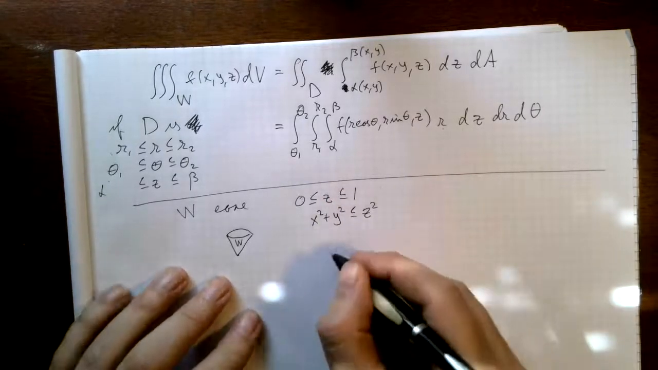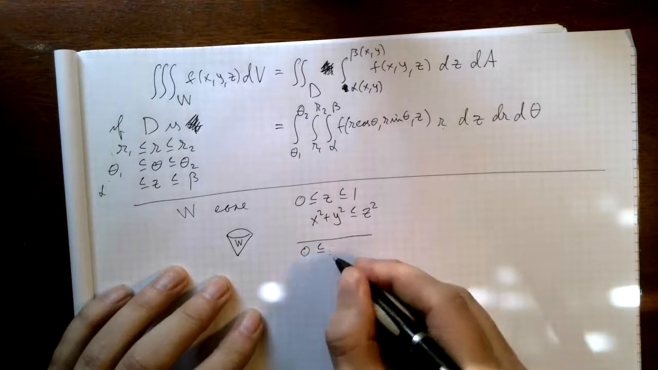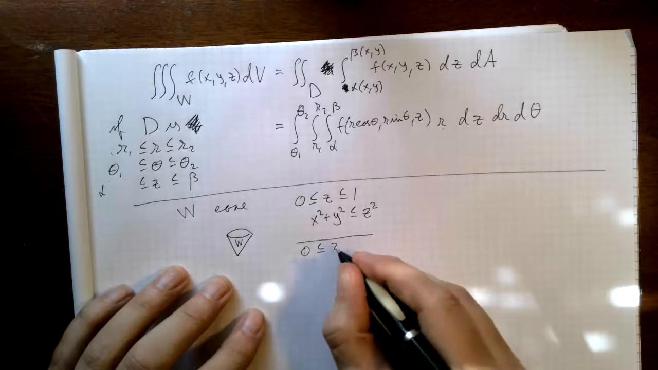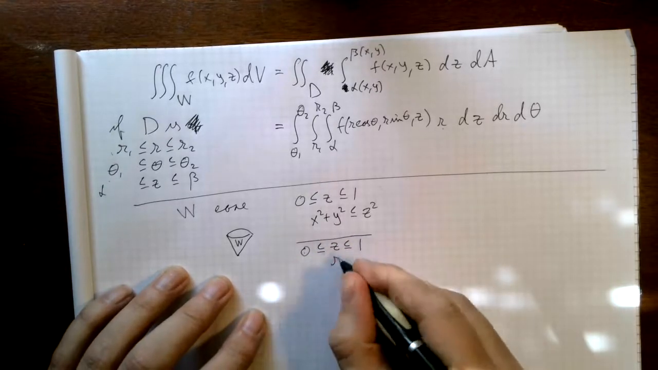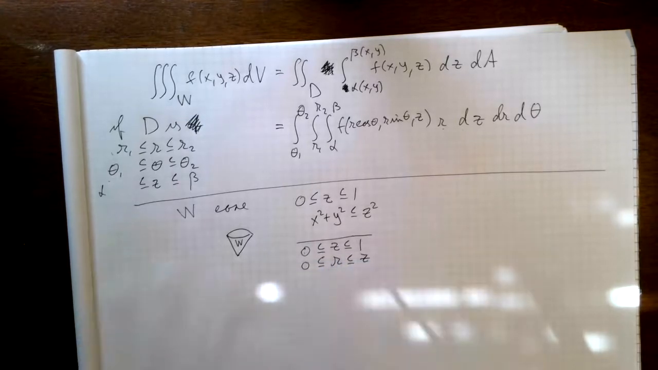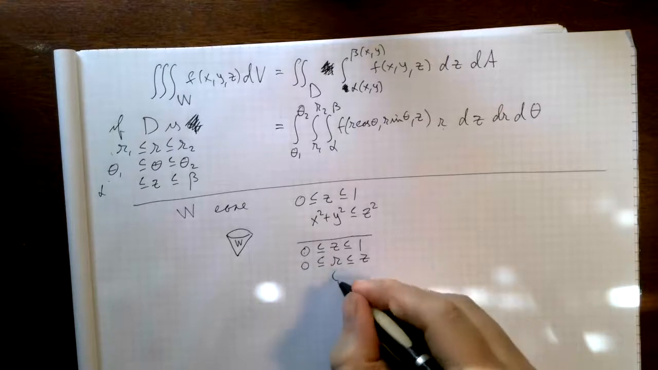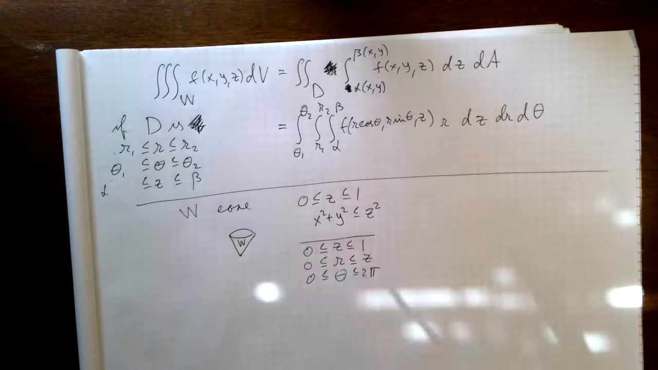So I could describe it in cylindrical coordinates in a simpler way, and that's why we will integrate over cylindrical coordinates. And theta is whatever, let's say 0 to 2 pi.